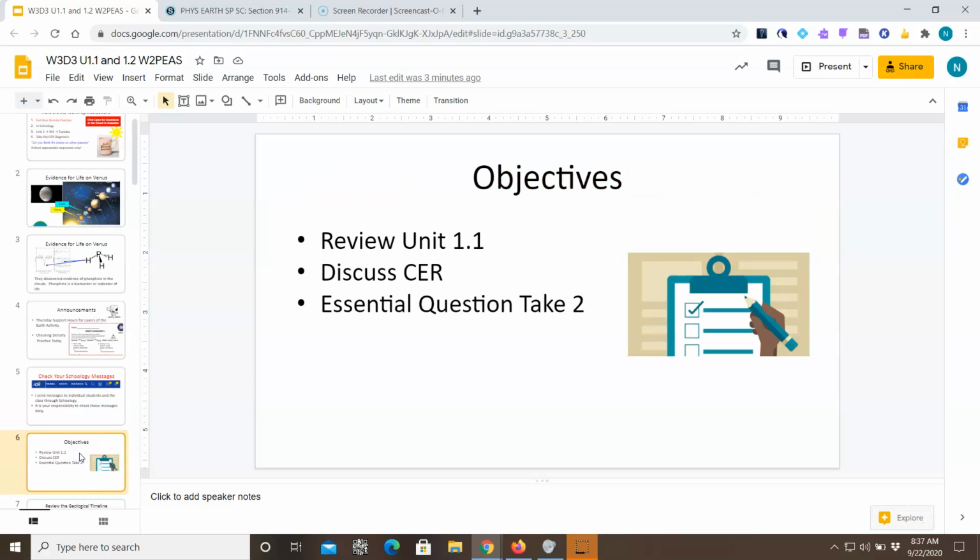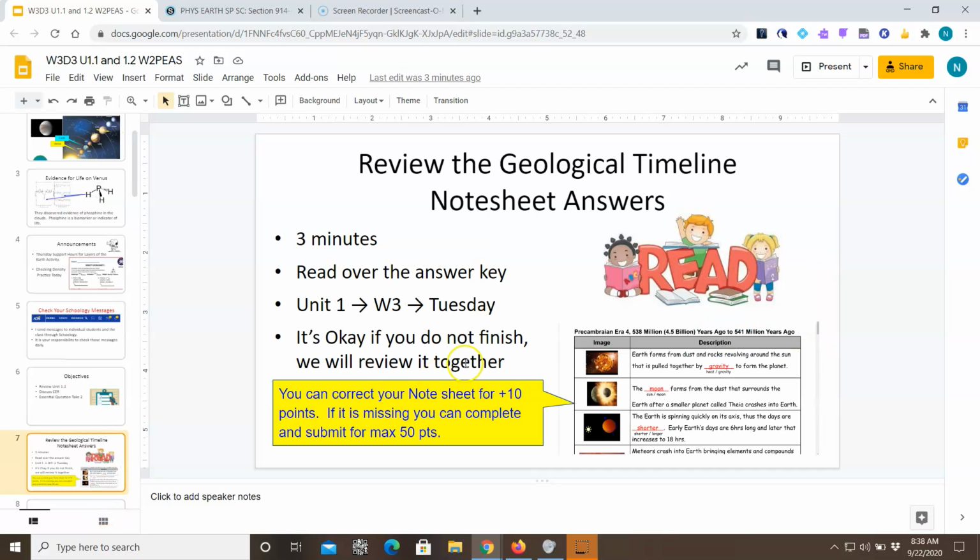Today our objectives were to review Unit 1.1 and discuss CER, which stands for Claim, Evidence, Reasoning, and then answer Essential Question 2 with a claim, using evidence from 1.1. To review Unit 1.1, in today's Schoology folder, I have the answer key for the note sheet that you did a couple of weeks ago.